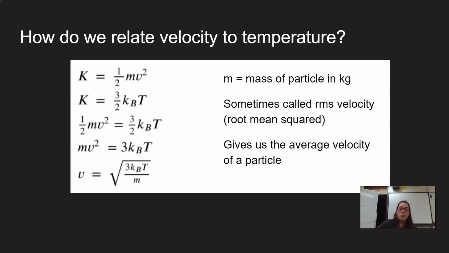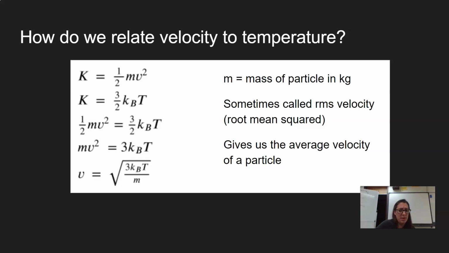So how do I relate velocity to temperature? Because we saw in the PhET relationship that if I increase the temperature, my particles were all going to move faster. And so is there some relationship between these? And yes, there is. Often we call this the root mean squared velocity because it's going to give us an average velocity of a particle. So we know that kinetic energy is equal to 1/2 mv squared. We also know that it's equal to 3/2 times Boltzmann's constant times the temperature, and so we can set those equal to each other. That mass term is the mass of a particle in kilograms, so you would use atomic mass units, or U, to convert if you didn't have the kilogram sample.